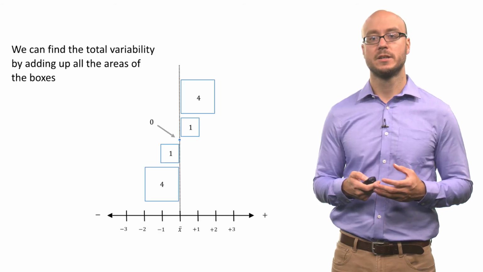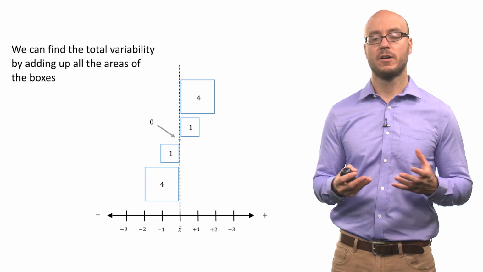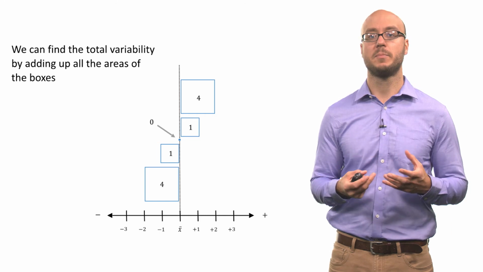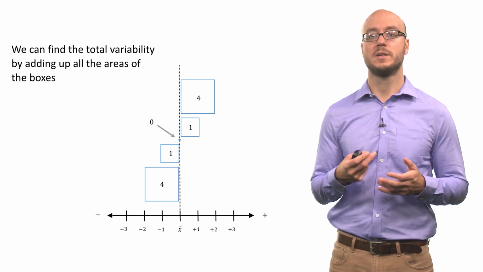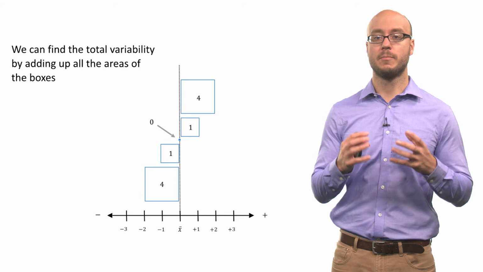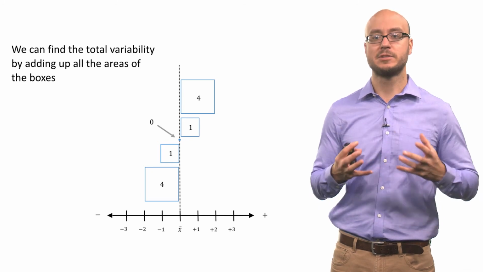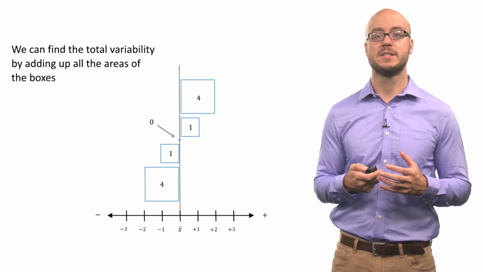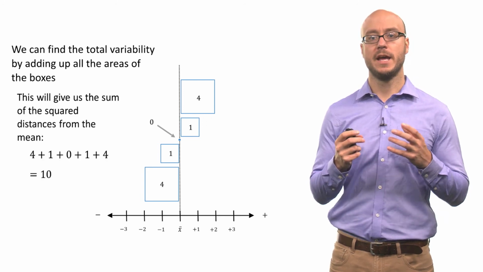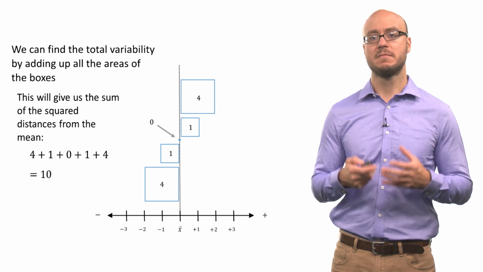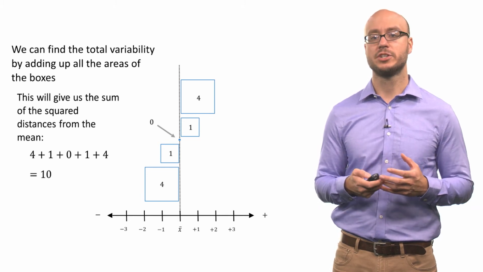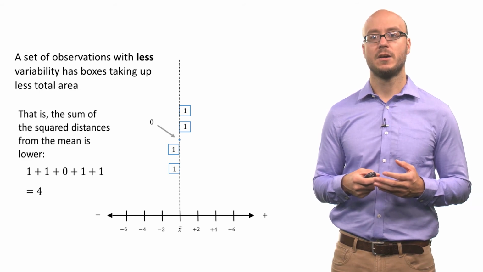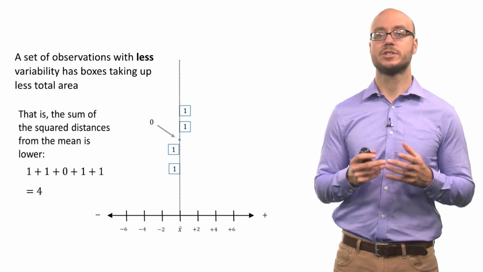So conceptually, you can think of the total variability in this set of observations. It's simply the sum of the areas of these boxes. So 4 plus 1 plus 0 plus 1 plus 4. You're adding up the area of these boxes. That's a snapshot measure of how much variation there really is in this set of data. And when you add that up, you get a value of 10. You can see that there's quite a bit of variation. But for the variance of this set of observations, we want to think about the average of the variability.